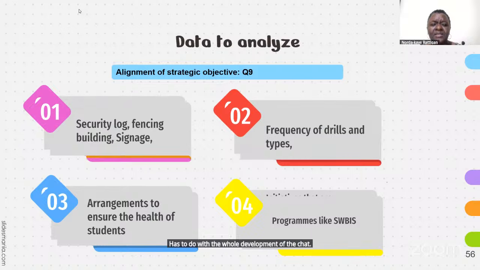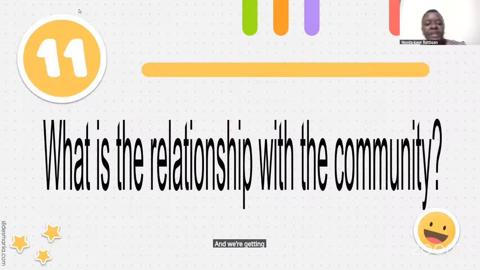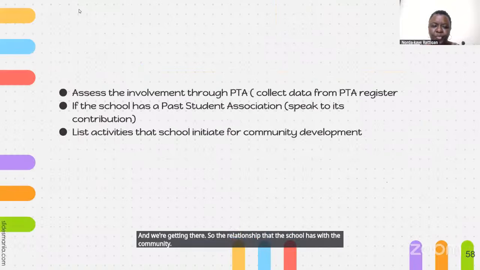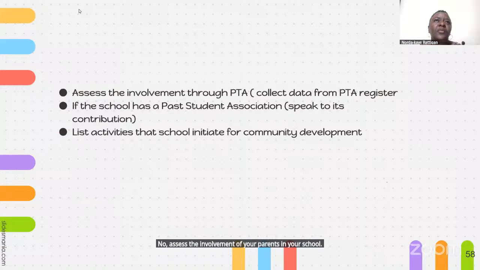And this is aligned to strategic objective question number 9. And we're getting there. So the relationship that the school has with the community. Now, assess the involvement of your parents in your school. And we don't just look at how many parents attend PTA. That is part of the data.